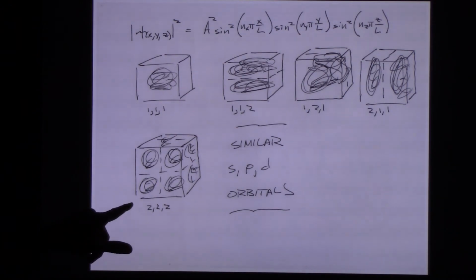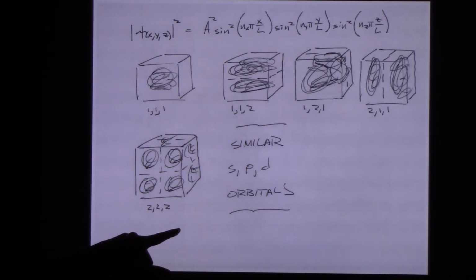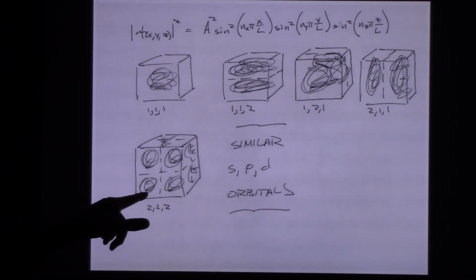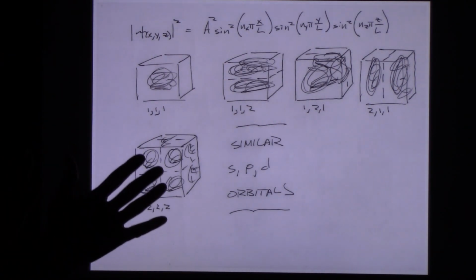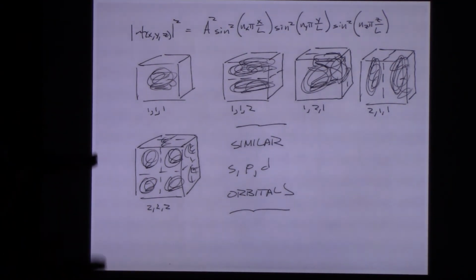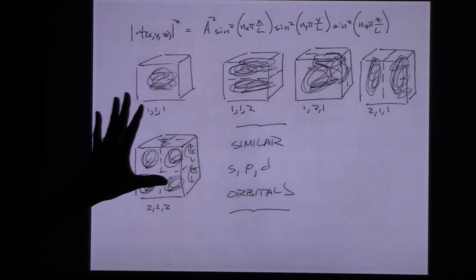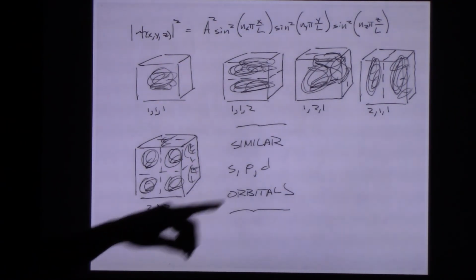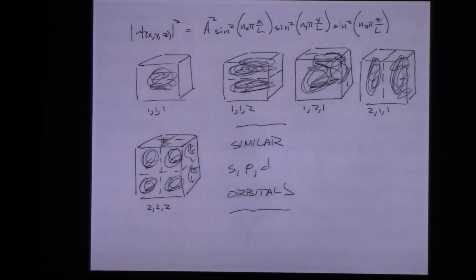What would happen if we did the state 2, 2, 2, just as an example? That would be dividing the region into left and right, top and bottom, front and back. So we'd have 8 separate regions. I would have 8 smaller cubes, and they would all have their own sets of nodes. So we would have 8 little bulges of probability, a set of 4 at the front and a set of 4 behind, which kind of look like d orbitals.